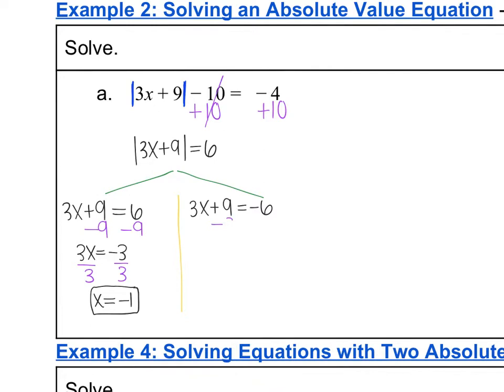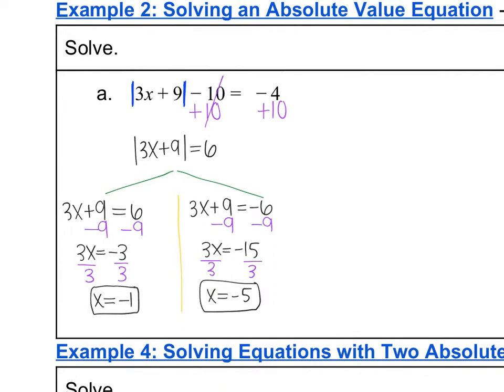For the other one, I'll go ahead and subtract 9 on both sides there too. I'll get 3x equals -15. I'll divide by 3, always on both sides, and get x equals -5. So they're my two solutions.